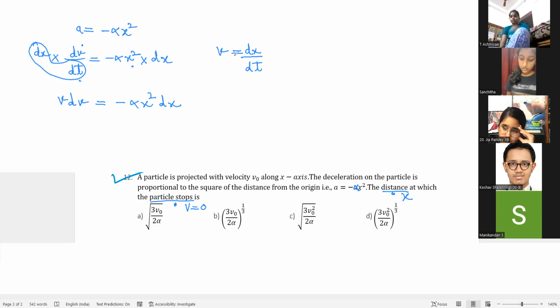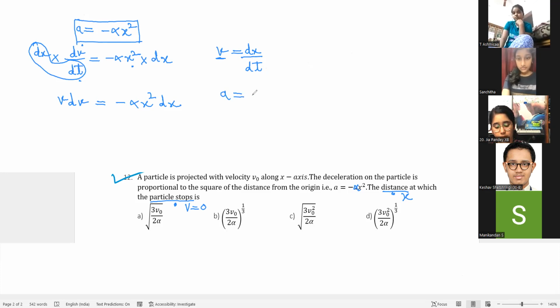The first step, remember, answer is D. Whenever you have a variable acceleration case, always write either v as dx by dt, or if a is given to you, write a as dv by dt. Then, when you want to eliminate t, multiply dx on either side, you get v dv, and then you integrate it.